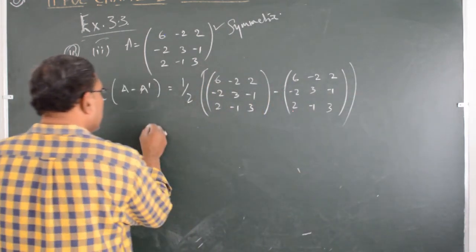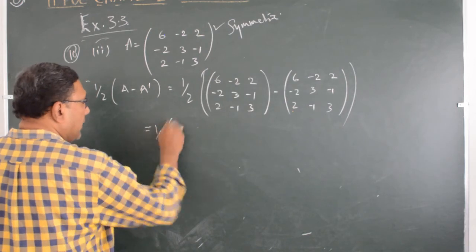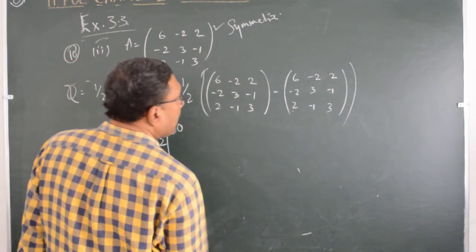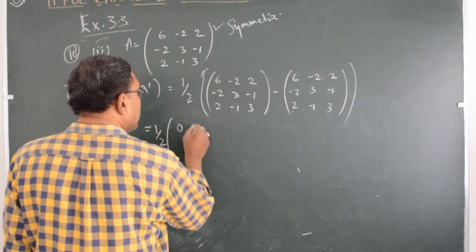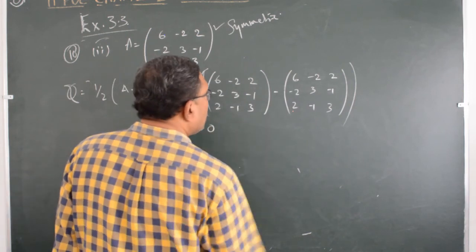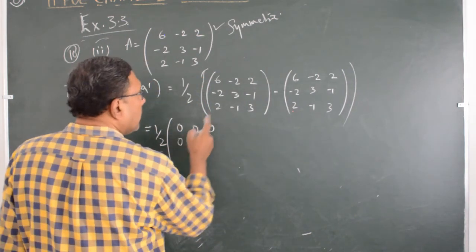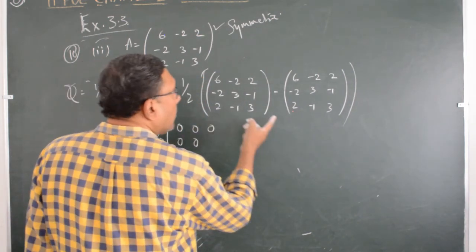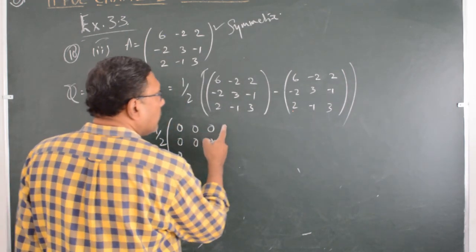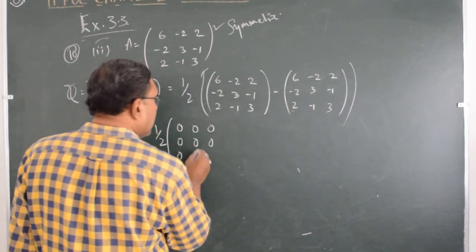This is equal to half, which I will keep outside. 6 minus 6 is 0, obviously. -2 minus -2 is again 0. 2 minus 2 is again 0. -2 minus -2 is again 0. 3 minus 3 is 0. -1 minus -1 is 0. 2 minus 2 is 0. 1 minus 1 is again 0. 3 minus 3 is 0.